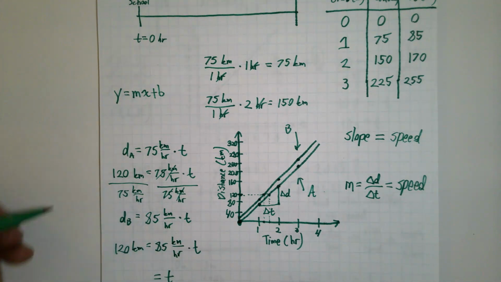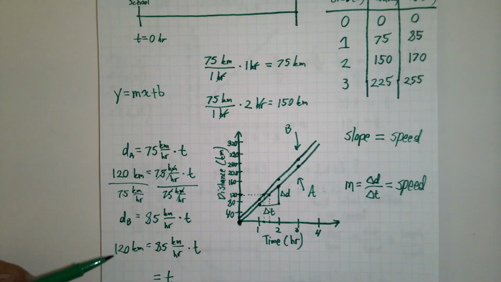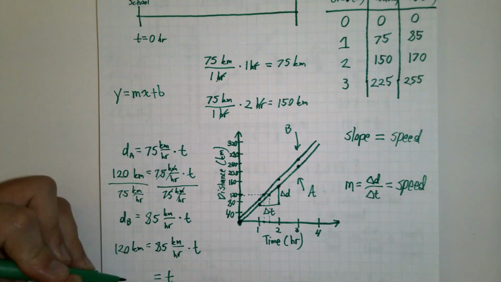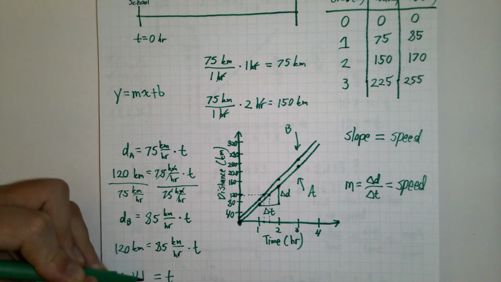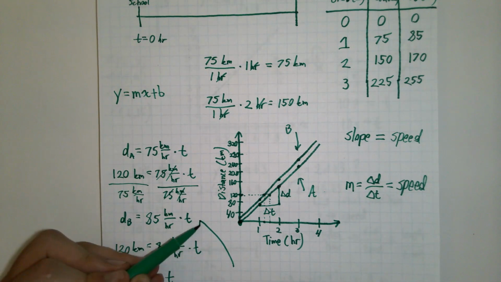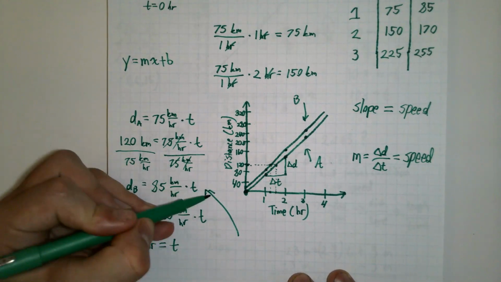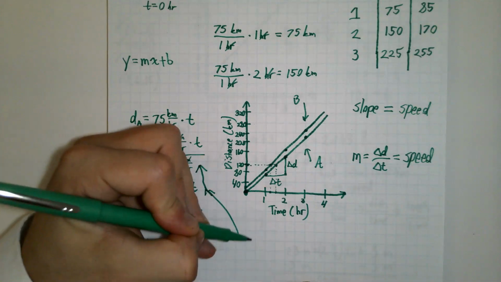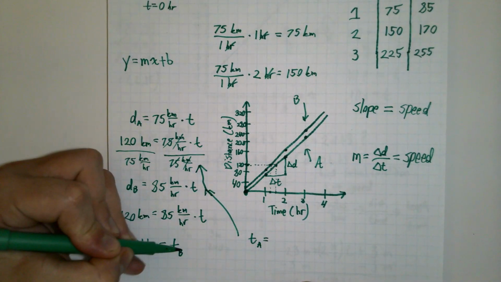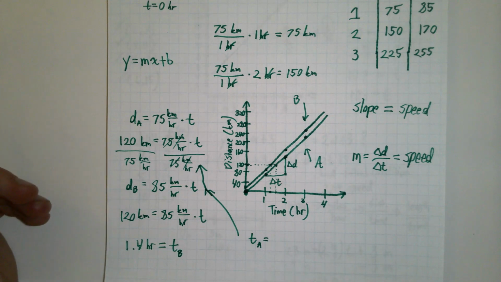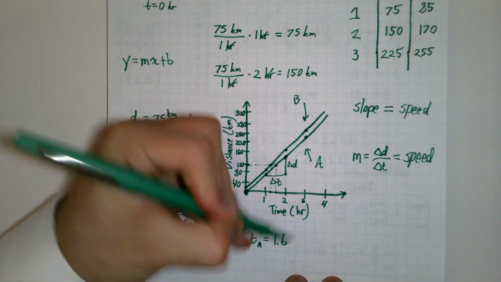We see here that t equals, for distance of B, how long it takes to go 120 kilometers, is the 120 divided by 85, which is 1.4 hours. The t, rather the t all the way up here, my bad. So t for A, this is t for B. The t for A is 120 divided by 75, which is 1.6 hours.